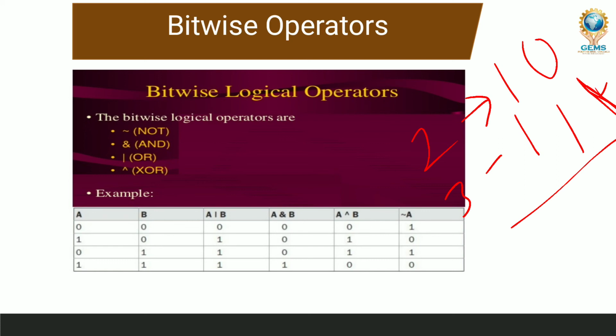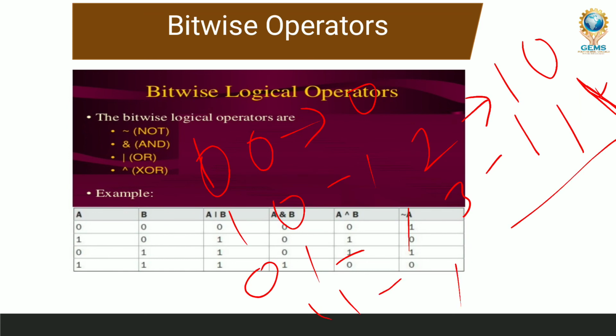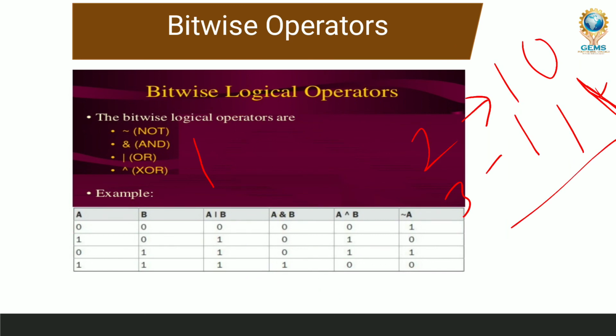I will show you. 0 0 gives 0, 1 0 gives 1, 0 1 gives 1, 1 1 also gives 1. So we are getting three 1s here, and only one time we are getting 0. That means only when both are 0, the output is 0. In all remaining cases we will get 1. The same truth table we have to apply in the OR operation.